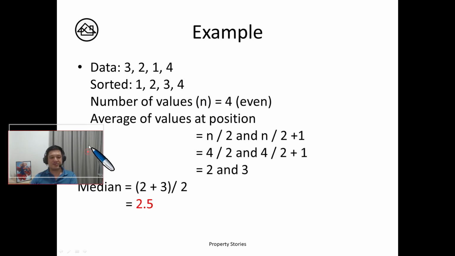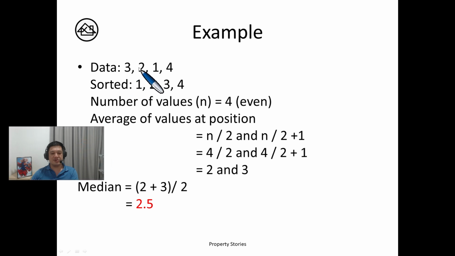Next example. This one is an even number of values, 3, 2, 1, 4. Arrange it, okay? So there are 4 values. So the average of the values at position n divided by 2 and n divided by 2 plus 1. So you will get 4 divided by 2, which is 2, and 2 plus 1, which is 3. But we don't end there. Remember, we need to find the middle value. So 2 plus 3 divided by 2 is 2.5.